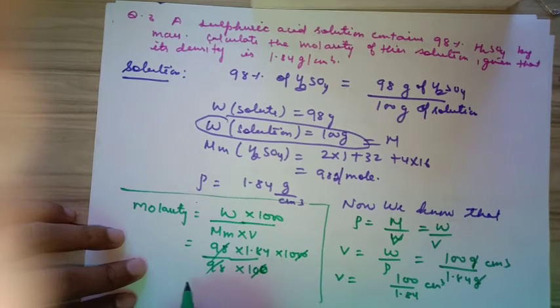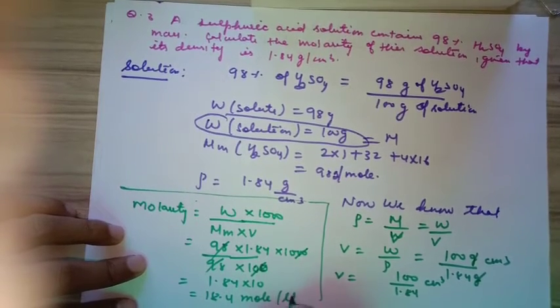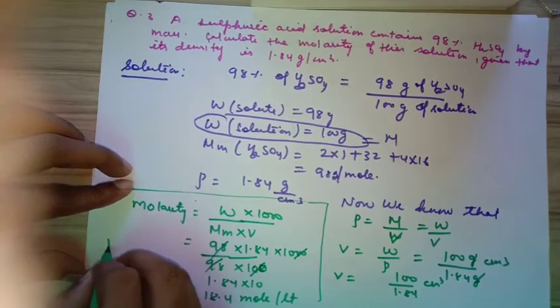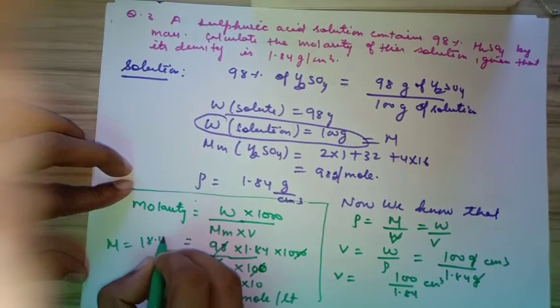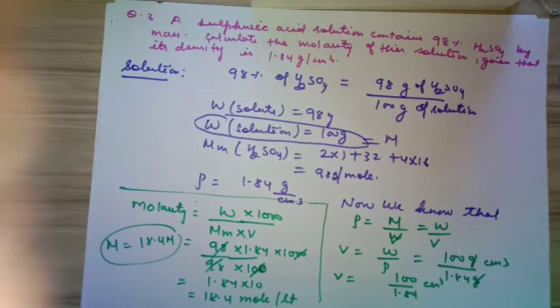The 20 is cancelled out, so when 1.84 is multiplied by 10, we will get 18.4 mole per liter, or we can say that our molarity is 18.4 M. In this way we can find the molarity of a given solution.